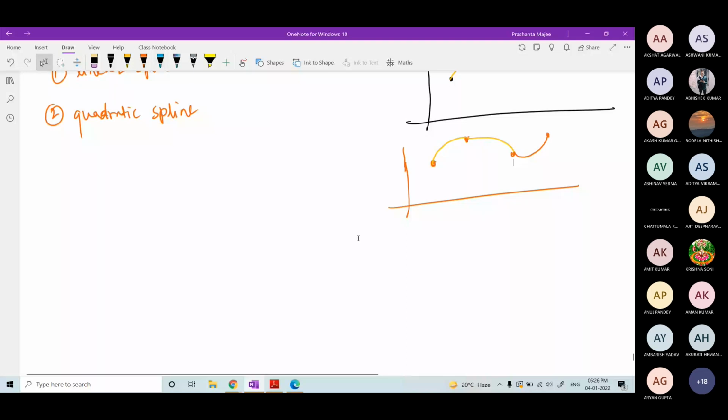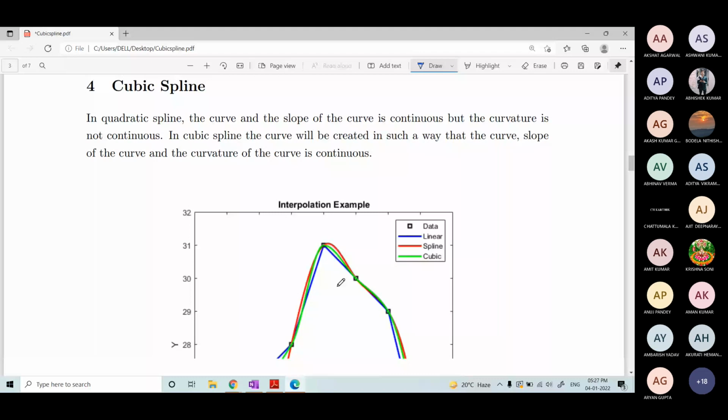Okay, so in cubic spline, two consecutive data points will be connected not by a straight line, but by a cubic polynomial. So you see the idea of how to get the form. The definition of cubic spline is in this PDF, which has been uploaded in the class material folder.